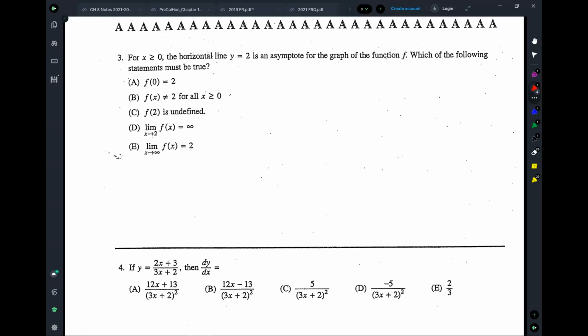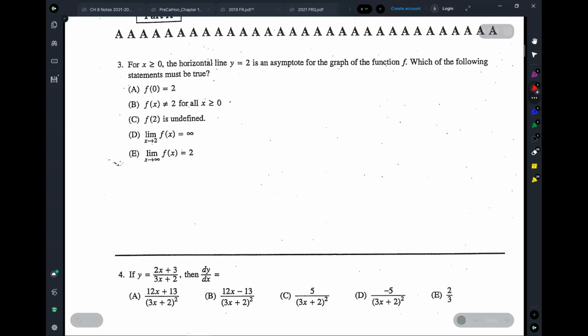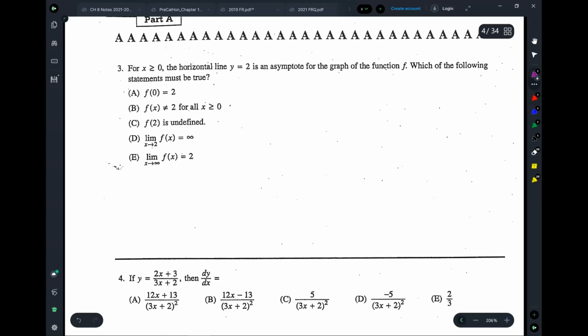For values of x greater than or equal to 0, the horizontal line y equals 2 is an asymptote for the graph of a function f. Which of the following must be true? So when I see a question like this, I instinctively do this. Okay, so now, which of the following must be true?